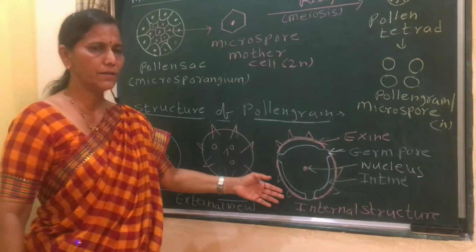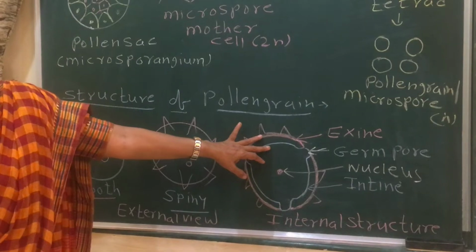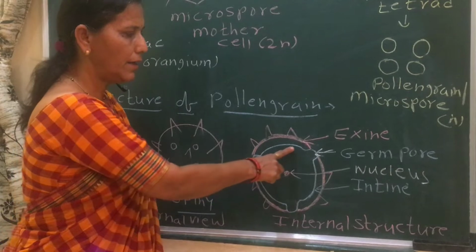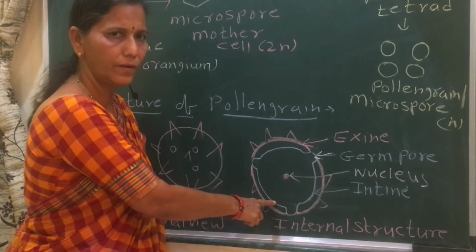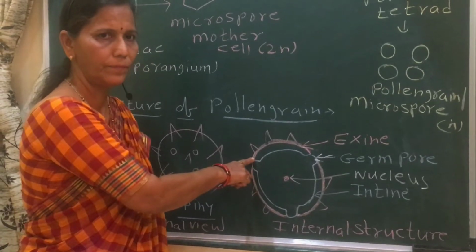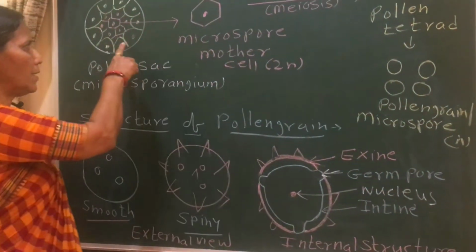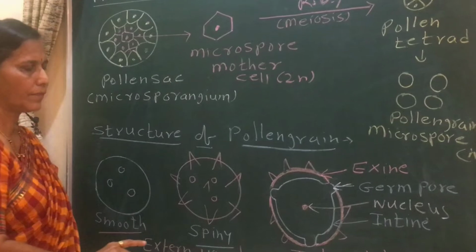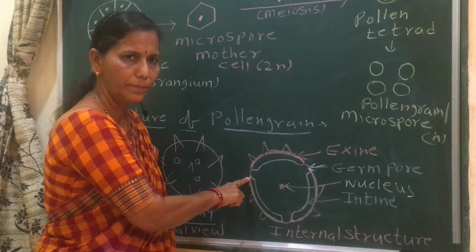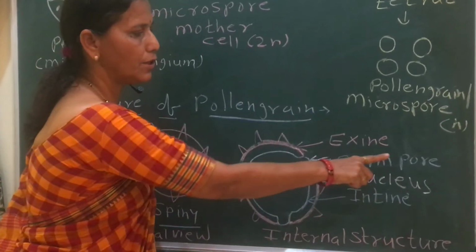Let's see the internal structure of the pollen grain. The pollen grain consists of 2 layers, surrounded by 2 walls. The outer one is called exine and the inner is called intine. Here exine is thick walled. It is made up of a substance called sporopollenin, which is secreted by the tapetal cell. This exine does not cover the pollen grain completely. It leaves certain apertures, and these apertures are called germ pores.